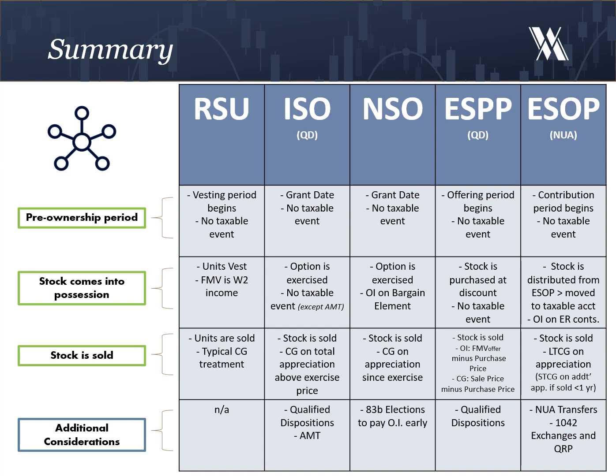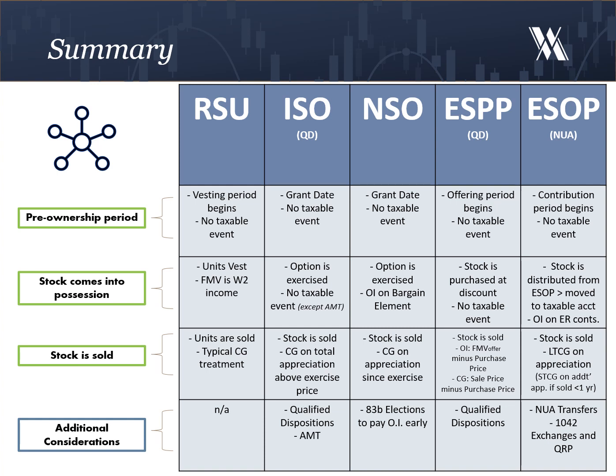For ISOs, assuming specific requirements are met for a qualified disposition, income tax is deferred until the stock is sold, and the appreciation of the stock is taxed at capital gains rates, which is a great advantage because capital gains rates are more favorable than ordinary income tax rates.